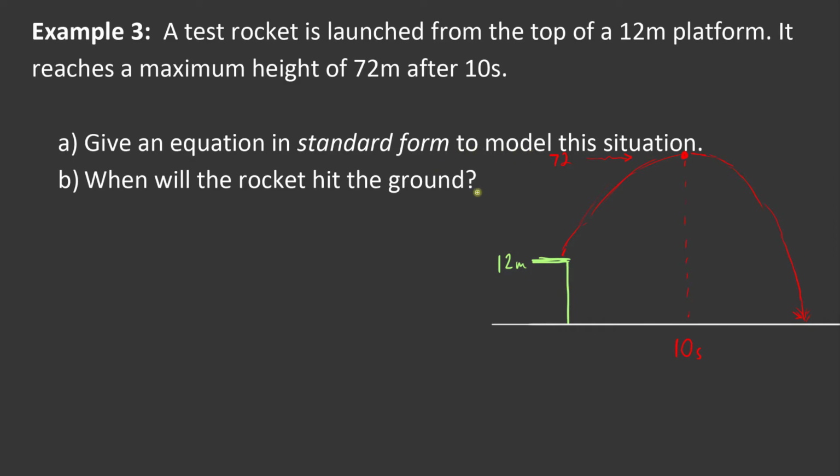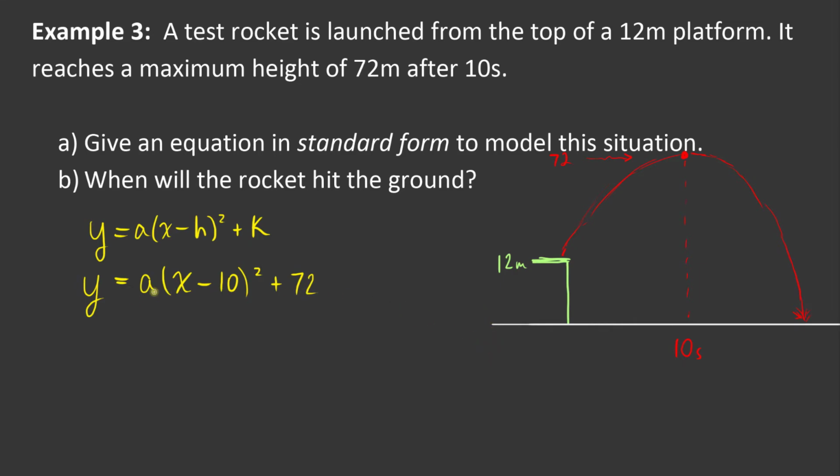Well, I gotta tell you, I'm not going to go straight to standard form. There's really no way to do that with the given information. But I do have enough information to put it into vertex form because I was given the vertex. The vertex is 10, 72, a height of 72 after 10 seconds. So I can go directly into my vertex form, a times x minus h squared plus k. And now I need to plug stuff in. Well, let's plug the vertex in. Plug it in, plug it in. If you've watched any of my other videos, you would have heard me sing that and understand why.